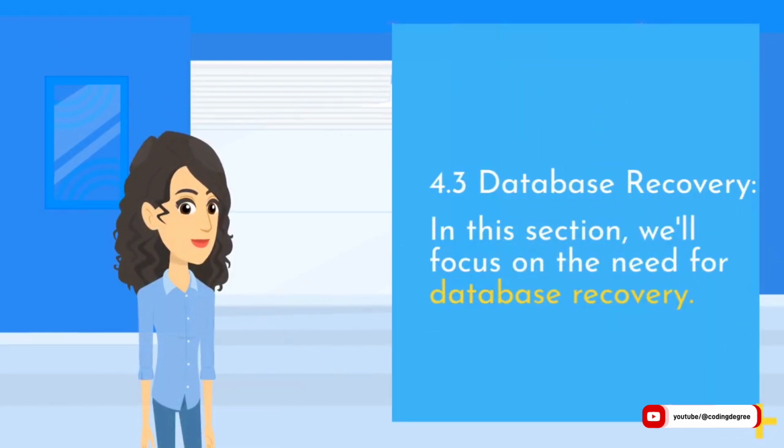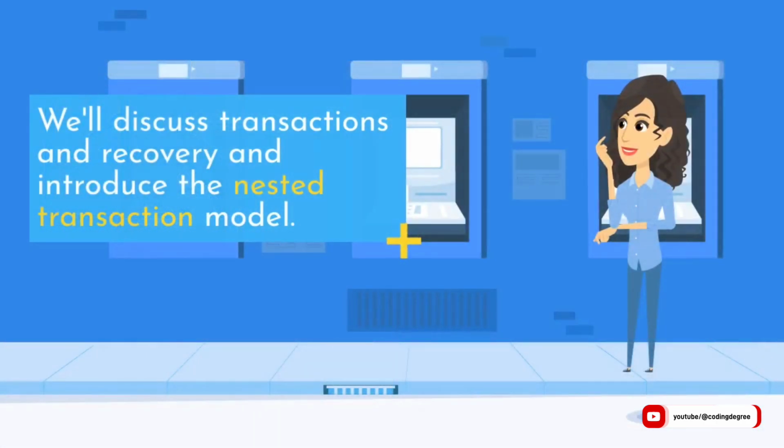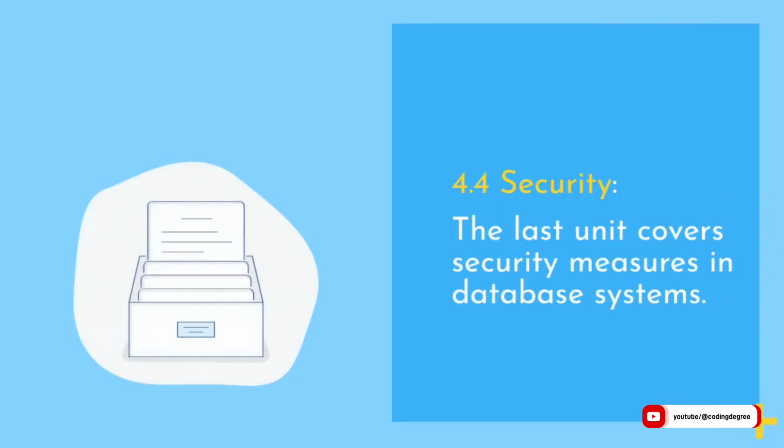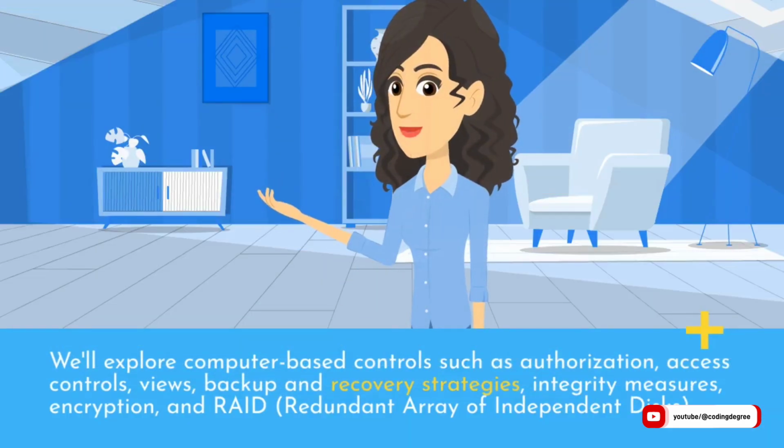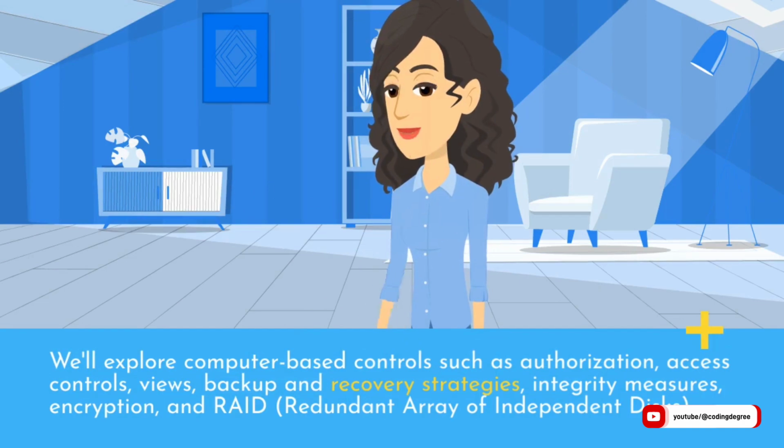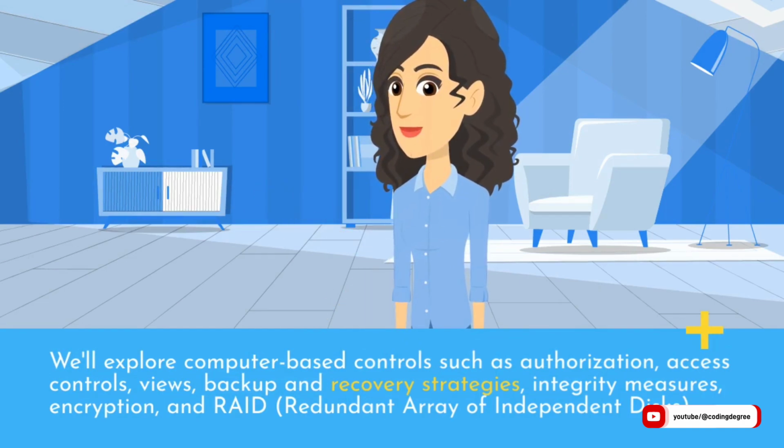4.3 Database Recovery. In this section, we'll focus on the need for database recovery. We'll discuss transactions and recovery and introduce the nested transaction model. 4.4 Security. The last unit covers security measures in database systems. We'll explore computer-based controls such as authorization, access controls, views, backup and recovery strategies, integrity measures, encryption and RAID, redundant array of independent disks.